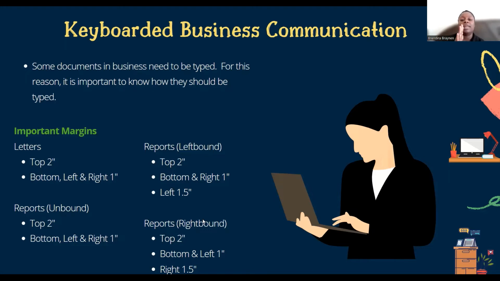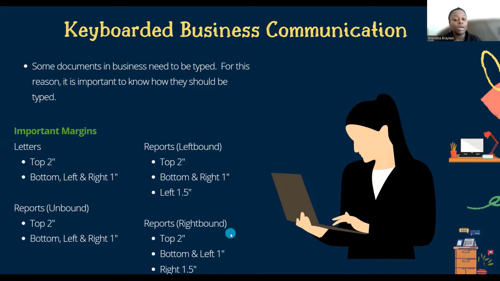Versus if we have binding on the left side, so any spirals on the left side of this page, we need to give some extra space so that when we put those spirals in, they don't cut off any of the words. When we have a report that is left bound, that usually means that the left side is going to be greater than the right side. The left side is going to be 0.5 inches greater than the right side in a left bound report. And the opposite happens in a right bound report.